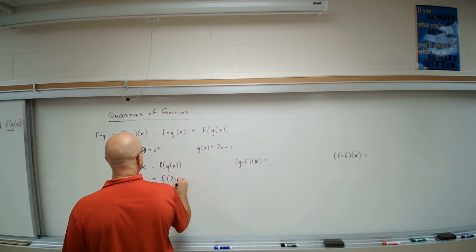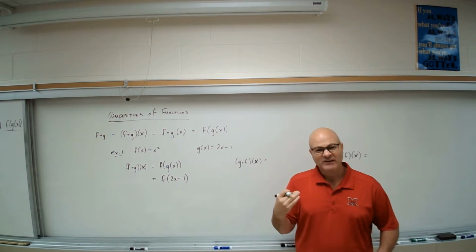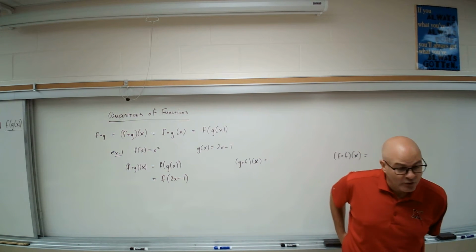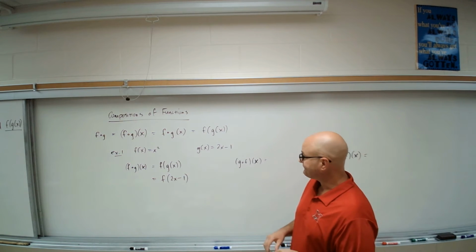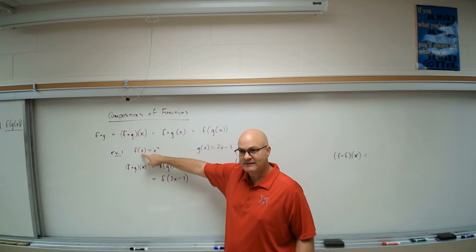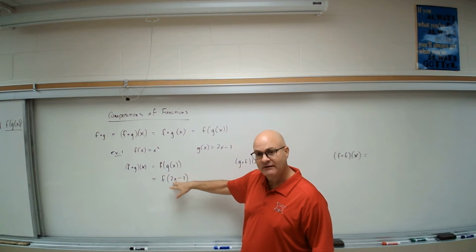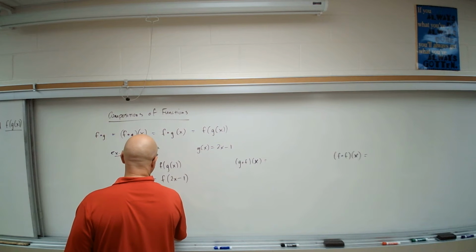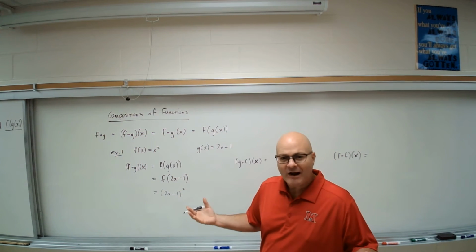F is still there, but now it's f of 2x minus 1. So I need to take the function f, and the new input is going to be 2x minus 1. Okay, so with that, the rule for f says take the input, which is x, that's the dummy variable, and square it. So I'm going to take the input in the parenthesis, and I'm going to square it. So that'll give us 2x minus 1 squared, which is probably fine.